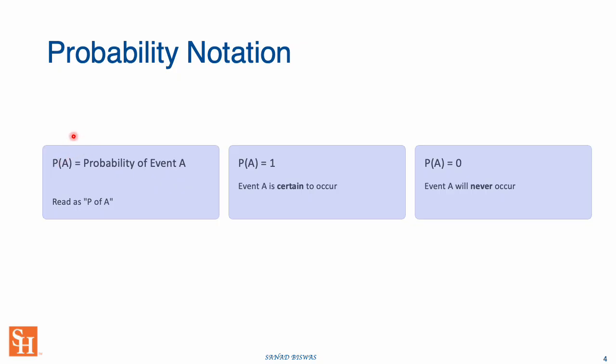Let's start with some basic notation. To indicate the probability of A, we use this symbol and we call that the probability of A. That means the probability of the event A happening. If the probability of A is equal to 1, that means this is a certain event and it will happen for sure. And if the probability of A is equal to 0, that means that event will never occur or never happen.